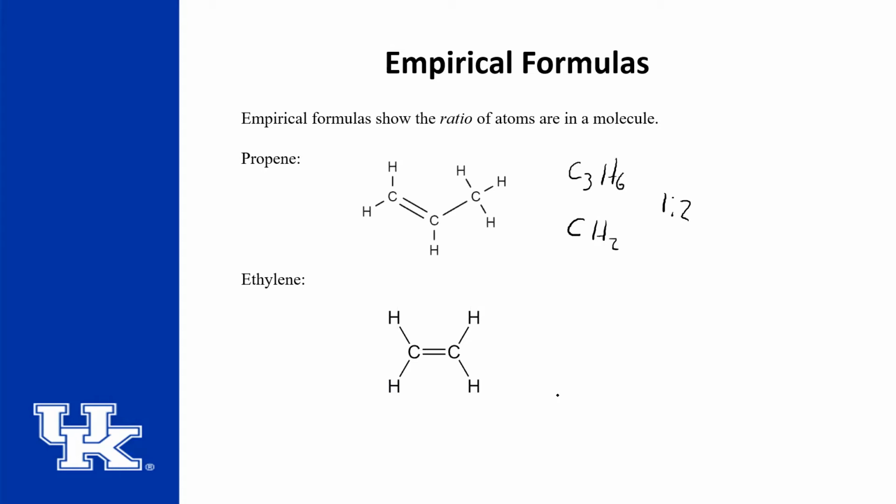It is important to know that different molecules can have the same empirical formula. For example, ethylene, whose chemical formula is C2H4, also has the empirical formula CH2, since again there is a 1:2 ratio between the number of carbons and the number of hydrogen atoms.